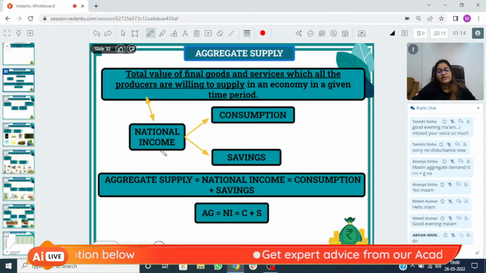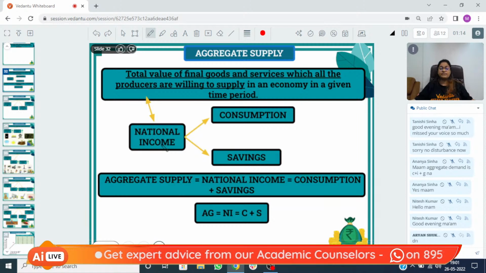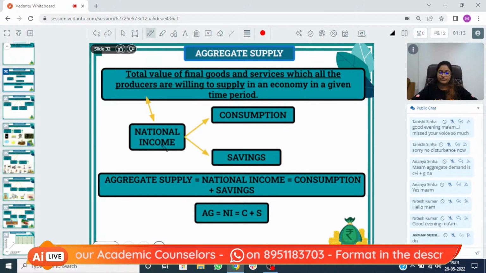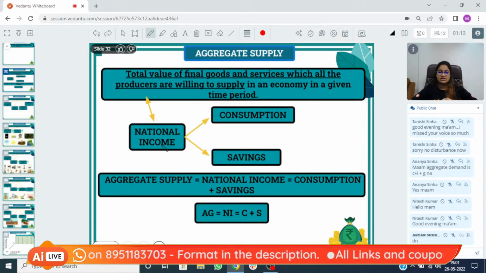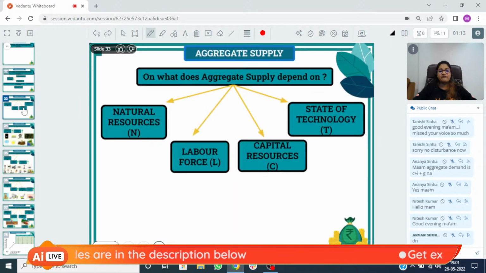So the total value of final goods and services is nothing else but what? National income. And we know that whenever someone earns income, they will consume some part of income and save some part of income. So national income is equal to consumption plus savings. Therefore, aggregate supply will also be equal to consumption plus savings, yes or no? Correct?